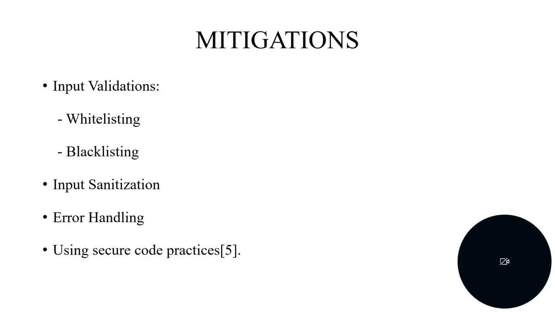Next, we have mitigations for preventing improper inputs. First is whitelisting, which only allows specific and approved inputs, while blacklisting blocks known bad inputs. Input sanitization is another important step where we can clean or modify inputs to remove harmful parts. Additionally, proper error handling ensures that the system responds safely to invalid input. Finally, using secure coding practices helps avoid these issues from the start, keeping applications safe from attacks.